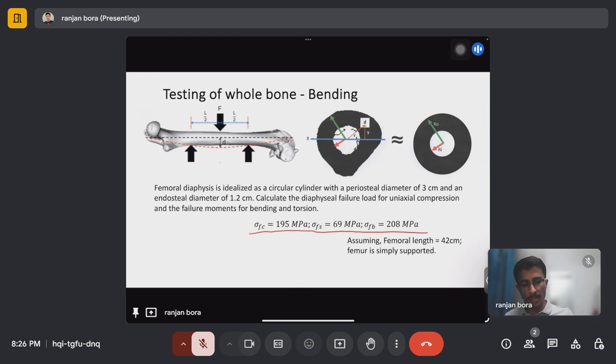The failure stress values are given to us. This is failure stress for compression, C is for compression. This is failure stress for shear, and this is failure stress for bending. Now the femoral length is given as 42 centimeter, and the femur is simply supported.